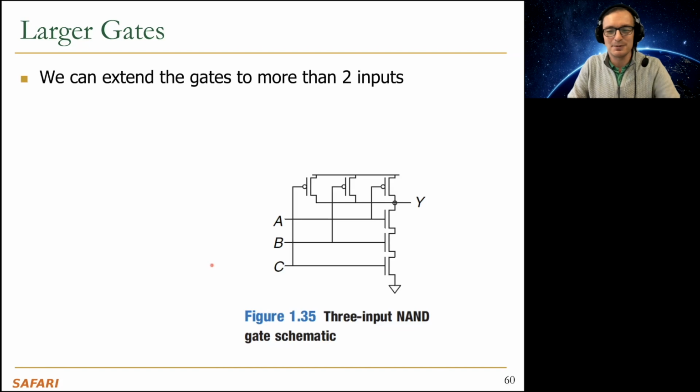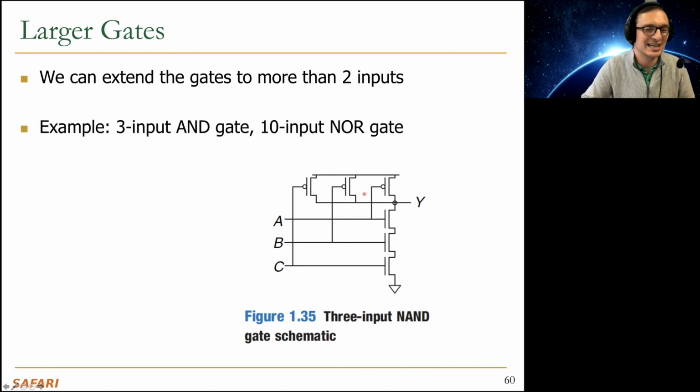This is an example of a larger gate. This is a 3-input NAND gate schematic from your book. And you can imagine how we extend it, right? A 2-input NAND gate has two NMOS transistors in series over here. Now we have 3. And instead of having 2 PMOS transistors in parallel, now we have 3. And you can extend it to 4, 5, 6, 7, 8, 9, 10, 11.